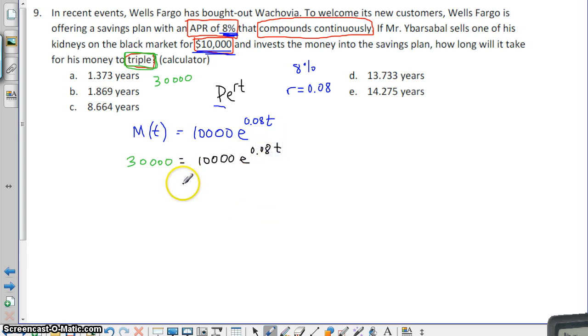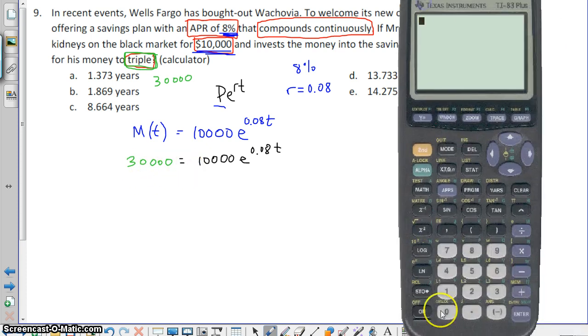And at that point, what I could do is go ahead and plug it into the calculator. Now, the tricky part about this is then I would have to find when this equals 30,000. If I graph this, 10,000 e to the parentheses 0.08x, this is not going to look so nice unless I change the window.